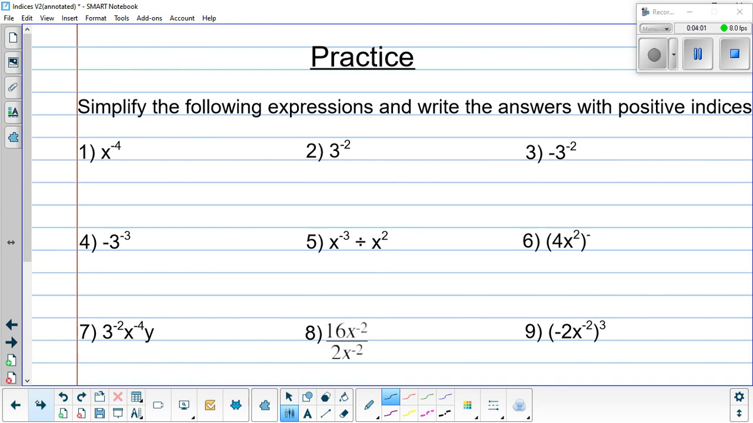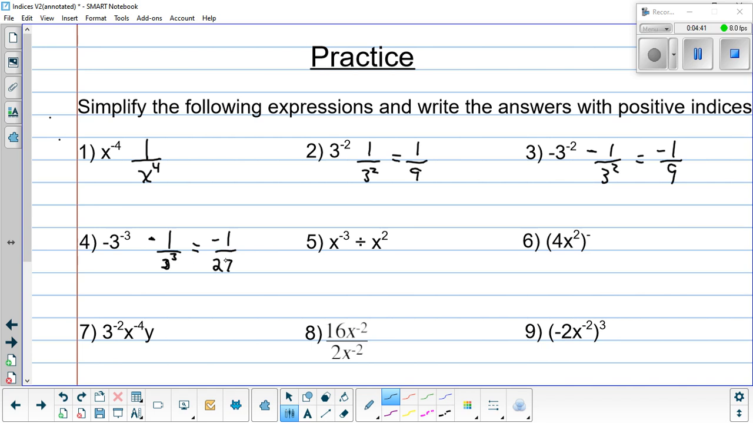Okay, so here we're writing this one with positive indices. All we can do is 1 over x to the power 4. Here, we can write that as 1 over 3 squared, and if we want, we can take 1 over 9. This one, we're taking the negative, and then 1 over 3 squared, which is negative 1/9. Make sure that negative is left alone. Here we're doing negative 1 over 3 cubed, which is negative 1 over 27. See how I'm leaving that negative upstairs in the numerator?